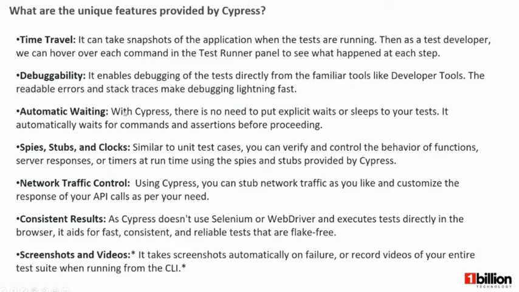The other feature is automatic waiting, so we don't need to use explicit waits. If you take Selenium, it doesn't have this automatic wait feature, right? And it has these test stubs and spies. With that, we can do unit tests and integration tests in a very controlled manner, right? And it has network traffic control, so you can actually do some API mocking with Cypress.